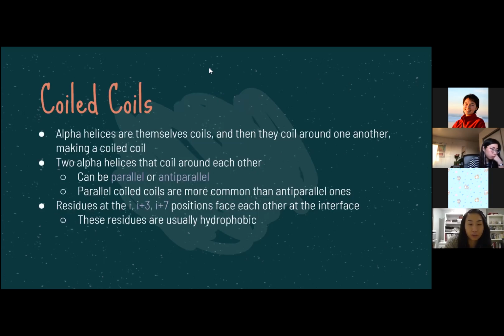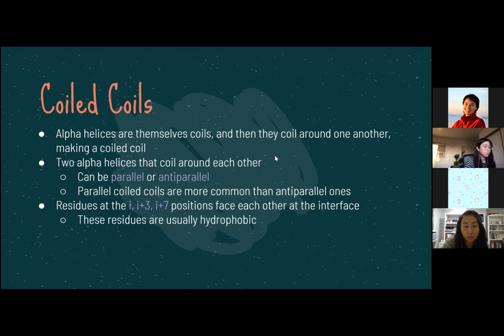So the first thing that we're going to be talking about is coiled coils. They are called coiled coils because alpha helices themselves are coils, but then they also coil around one another. So that's why there are two coils within the name. Two helices can coil in two different directions. They can either be parallel, meaning the N terminus is on the same end and the C terminus is on the other end, or anti-parallel, where they're oriented in different directions. In the textbook, it says that parallel coiled coils are more common than anti-parallel ones.